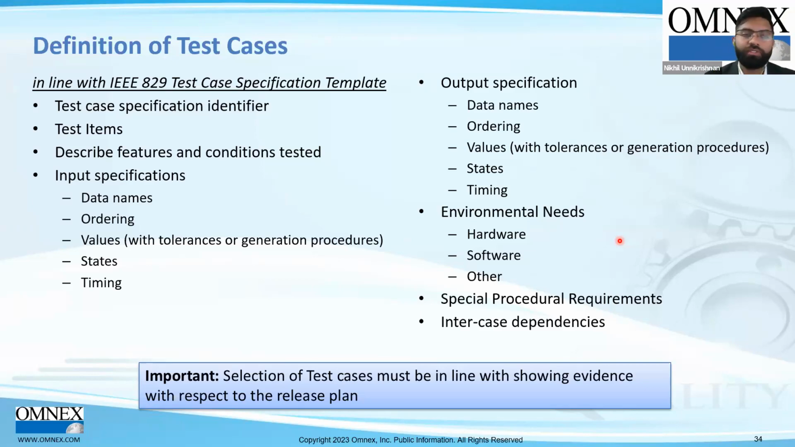Definition of test cases. Here we have the IEEE 829 test case specification template, again a recommendation that we've used to show what test cases should typically cover. Here we are talking about some type of identifier, what test items cover, what will be tested, features and conditions to be tested, input specifications, output specifications, environmental needs, any special procedural requirements, intercase dependencies. Does it ring a bell? Doesn't it look similar to what we have in verification criteria?